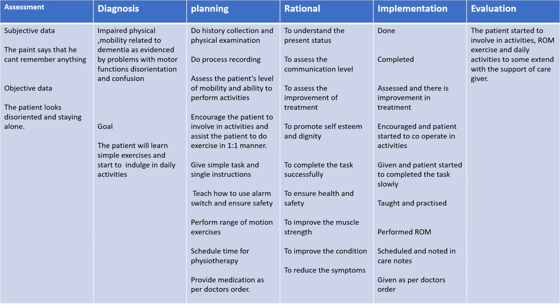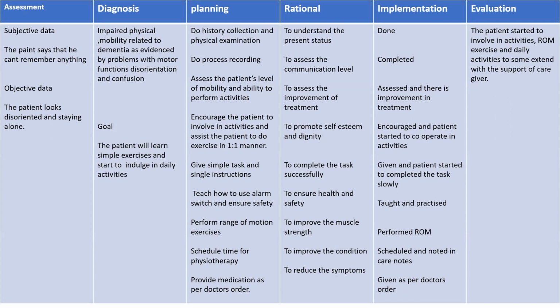Then next care plan is impaired physical mobility related to dementia as evidenced by problems with motor functions, disorientation, and confusion. Subjective data is the patient says that he can't remember anything, or he is not oriented. He doesn't know where he is. Whatever the patient is saying, you can write in subjective data. There is no format for that. Then in objective data, you write the patient looks disoriented and staying alone in a place because he's disoriented.